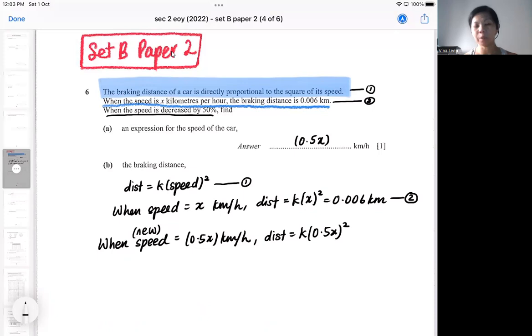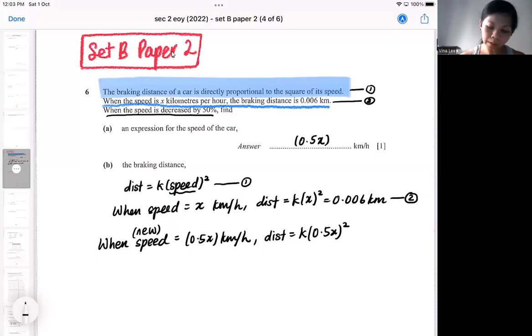Speed and braking distance are related. If you got a new speed, then you should be thinking about what should be the new distance. So logically, I should change this part to the new speed. That technically is my expression for the distance when the speed is reduced by 50%.